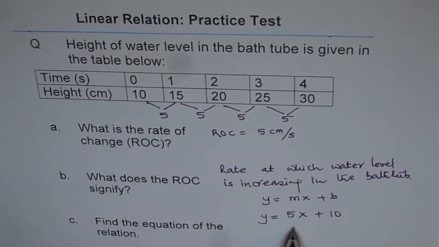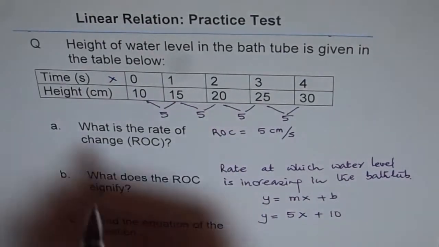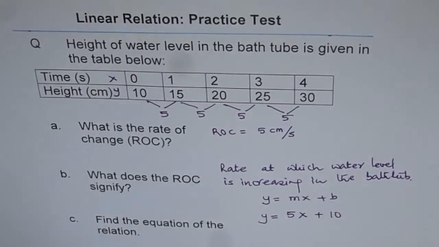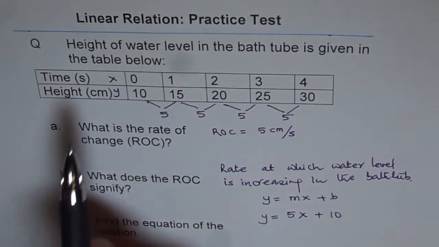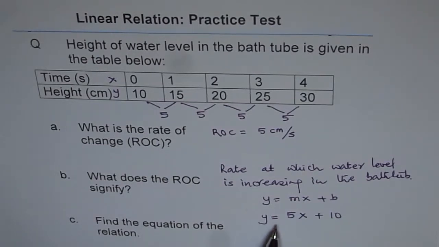So the variables here are, for us, time is x and height in centimeters is y, right? So that is how we'll write the definition of our variables: x is time in seconds and y is height in centimeters. And then we write this equation and say, this equation represents a linear relation, which is y equals 5x plus 10. Okay, thank you.